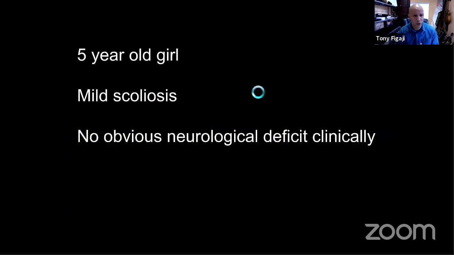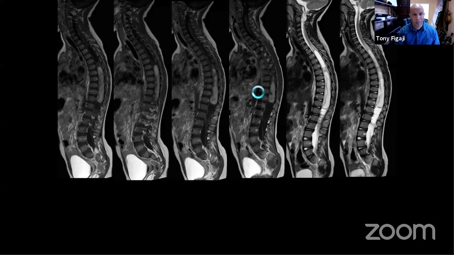This is a 5-year-old girl. She presented only with mild scoliosis and no neurological deficit that could be clinically detected. And this is often a situation that we're faced with. A really challenging looking tumor. It's T1 with contrast. You can see it extends over several segments. Large rostral and caudal cyst.